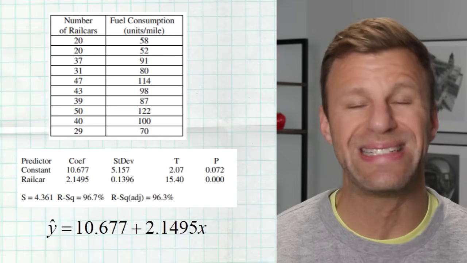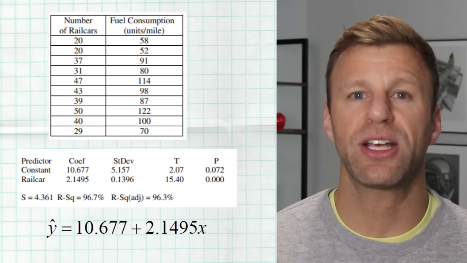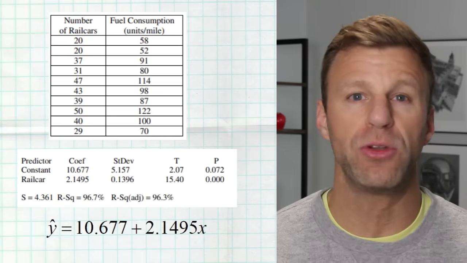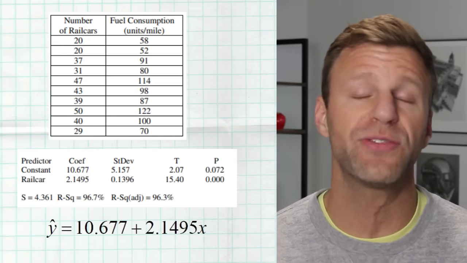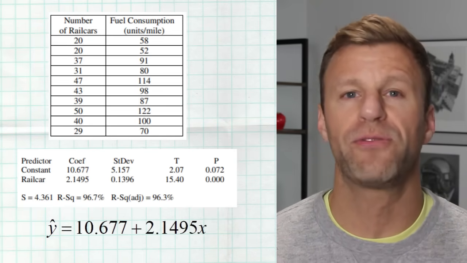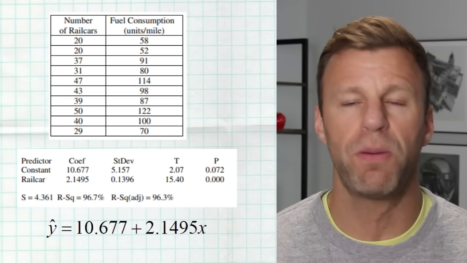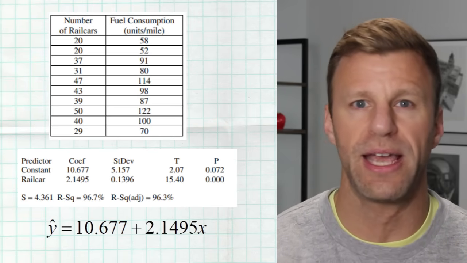So here R squared is 96.7%. So we're going to take a square root of 0.967. Now, when you take that square root, don't forget it could be positive or it could be negative. So look at your slope. If your slope is positive, then your R is positive. If your slope is negative, then your R should be negative.